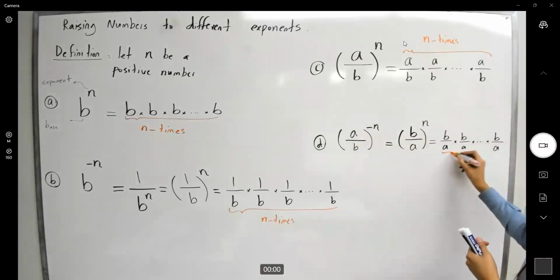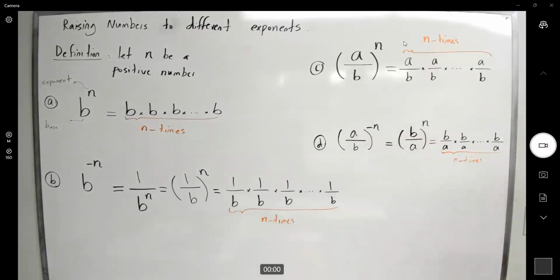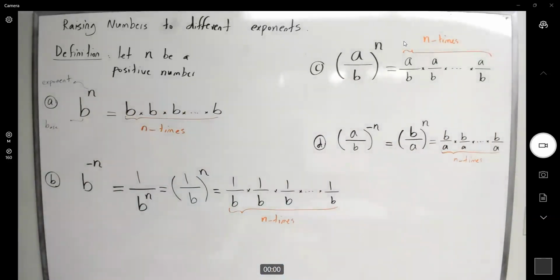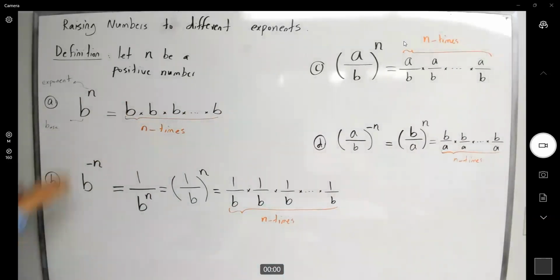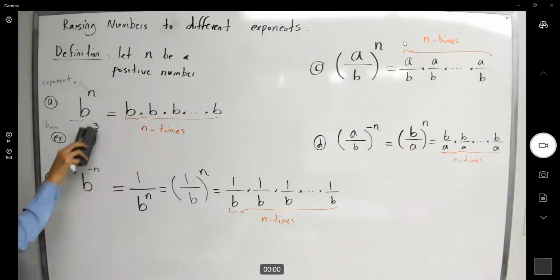Here we go. Let's go over a couple of examples. So first example here, suppose I give you 2 raised to the 3rd power, or you can just skip the parentheses and just write it as 2 to the 3rd.